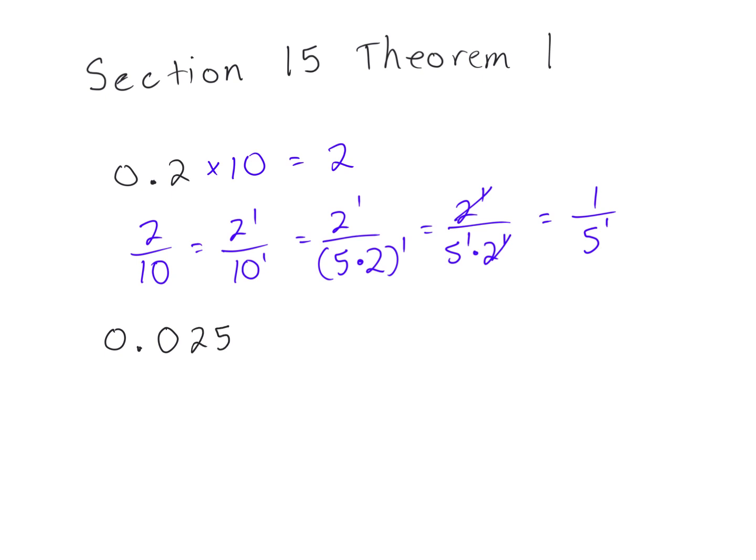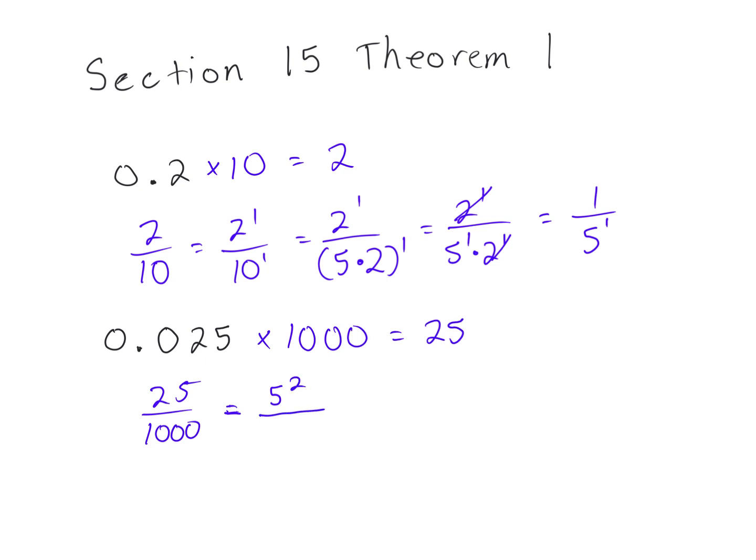0.025. If we multiply this by 1,000, this becomes 25. So then we can rewrite that decimal expansion as 25 over 1,000. And 25 over 1,000 can be rewritten as 5 squared over 1,000.